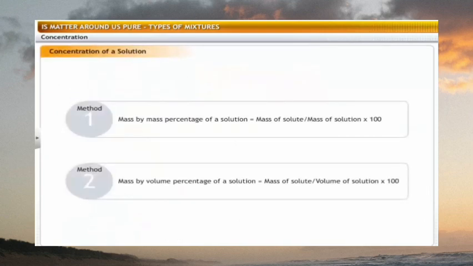Concentration is defined as the amount of solute present in the unit volume of a solution. A solution that contains a relatively smaller quantity of solute as compared to the solvent is known as a dilute solution.